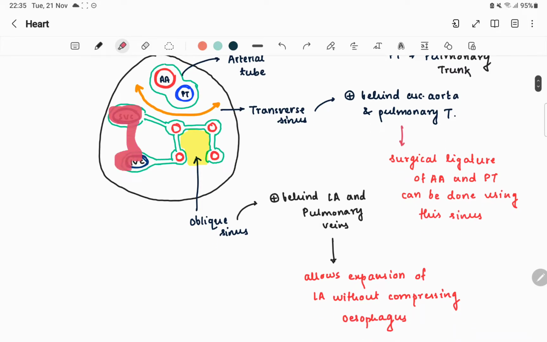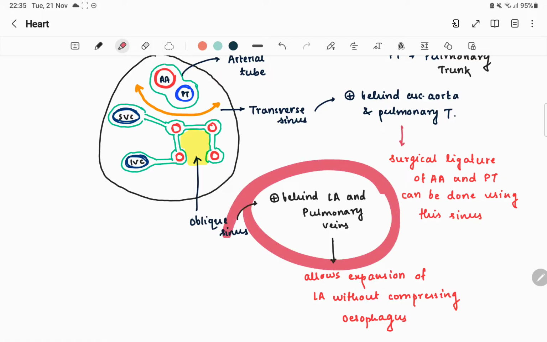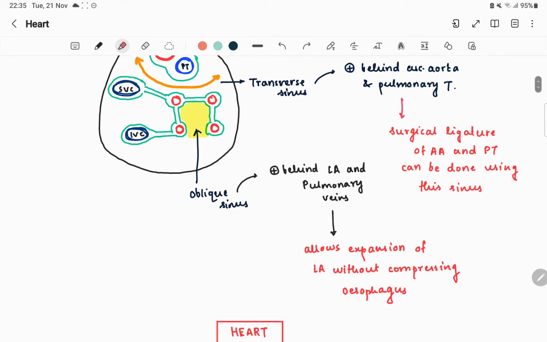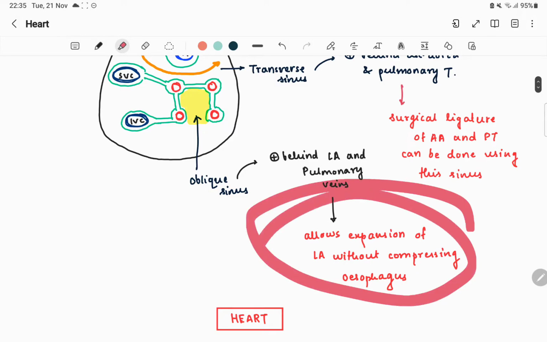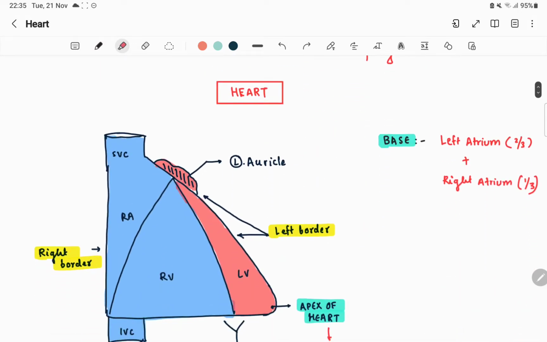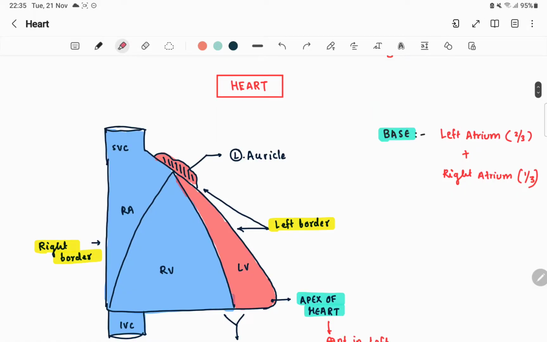Then we have the superior vena cava and the inferior vena cava, and this sinus is formed behind your left atrium and your pulmonary veins. Behind the left atrium and the pulmonary veins, you have the oblique sinus present over here. These are your superior and inferior vena cava, and these are your 4 pulmonary veins, and this is the oblique sinus. This oblique sinus allows the expansion of your left atrium without compressing your esophagus.